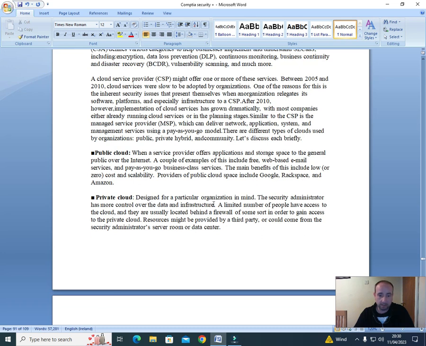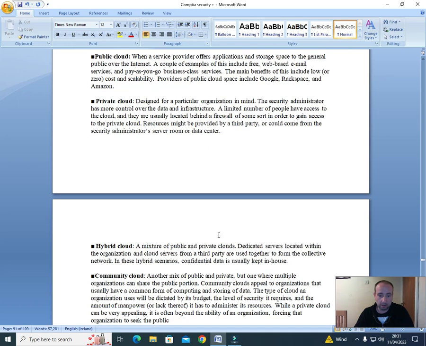Private cloud, designed with a particular organization in mind, the security administrator has more control over the data and infrastructure. A limited number of people have access to the cloud and they are usually located behind a firewall of some sort. In order to gain access to the private cloud, resources might be provided by a third party or could come from the security administrator's server room or data center.